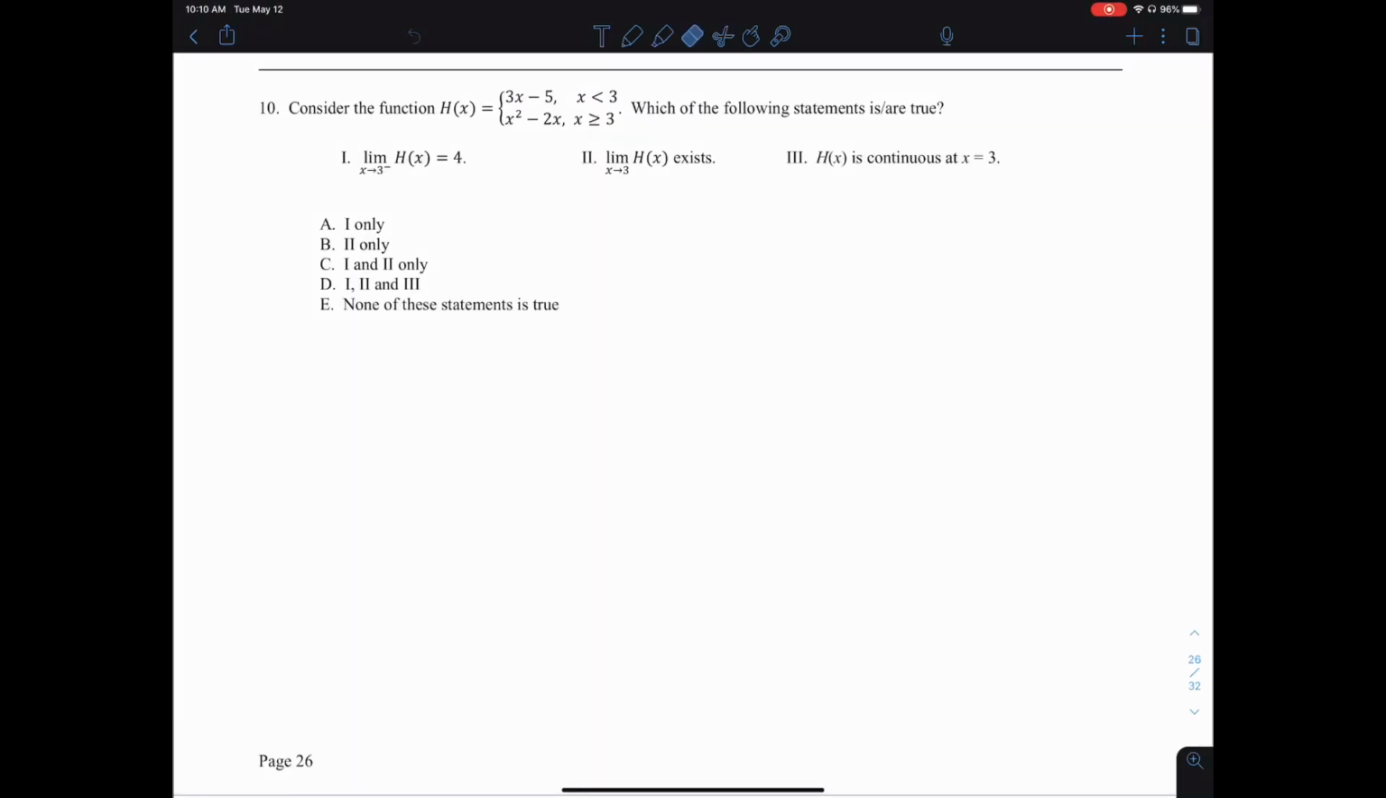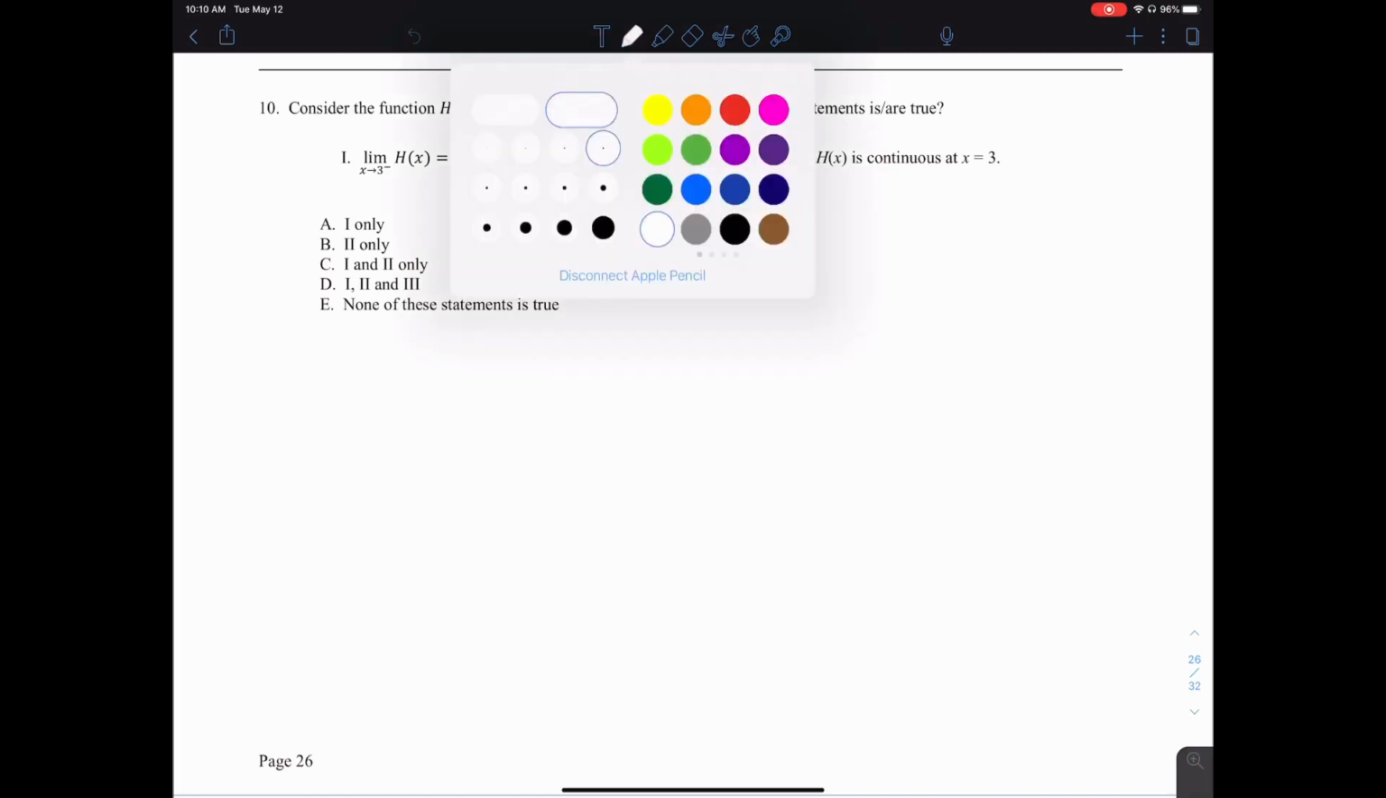So number 10, consider the function that you see here. It's piecewise. Which of the following statements are true? Well, the limit of h of x as x approaches 3 from the left is 4. Well, let's see. This is approaching from the left. If we put a 3 into this, 3 times 3 is 9. 9 minus 5 is 4. So that is true.